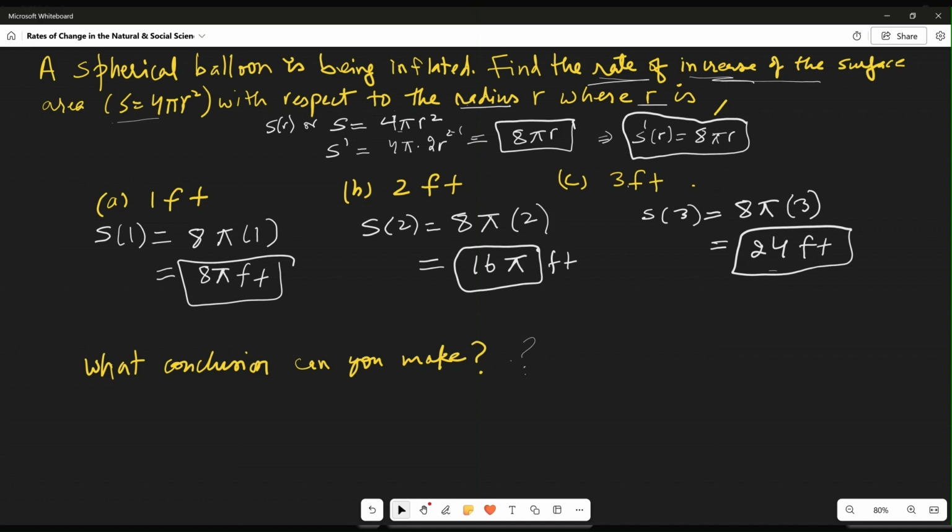So the conclusion we make from here is that the rate of the surface increases, right? The conclusion we are making here is that the rate increases as the radius increases. And I hope this helps.